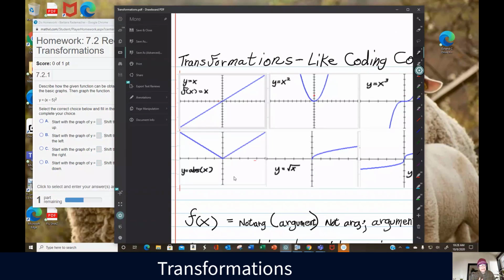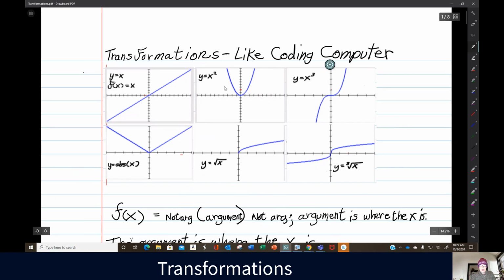Graphs always have a basic form in their home position. Y equals x squared, y equals x to the third, y equals the absolute value of x, y equals the square root of x, and y equals the cube root of x. They are all in their home positions. Notice that all of them are centered around the point 0, 0, which is called the origin. This is what they look like if you don't do anything to them.